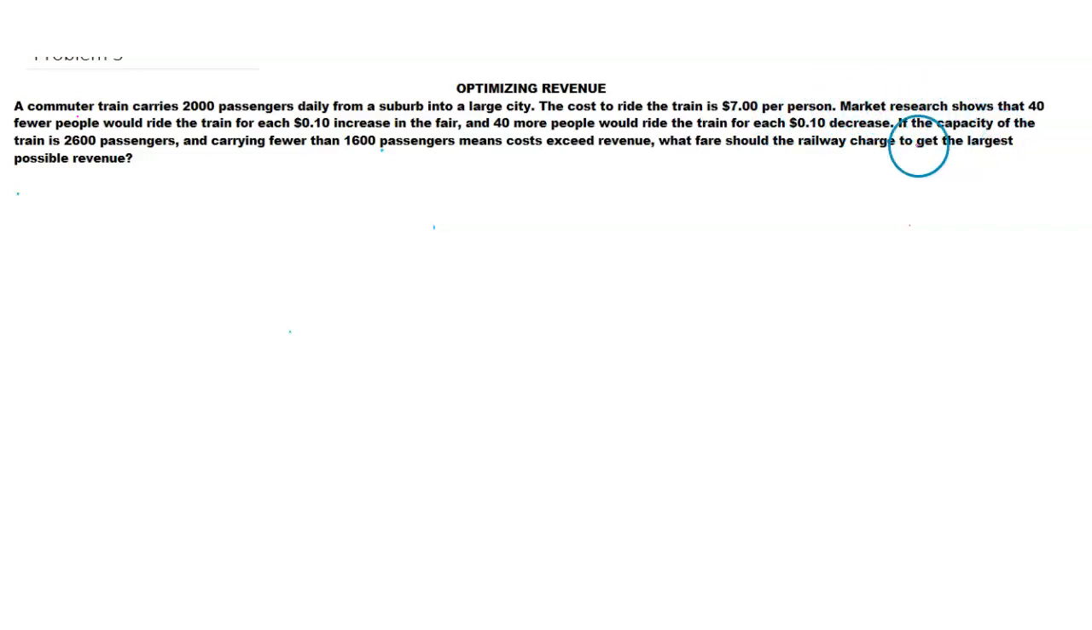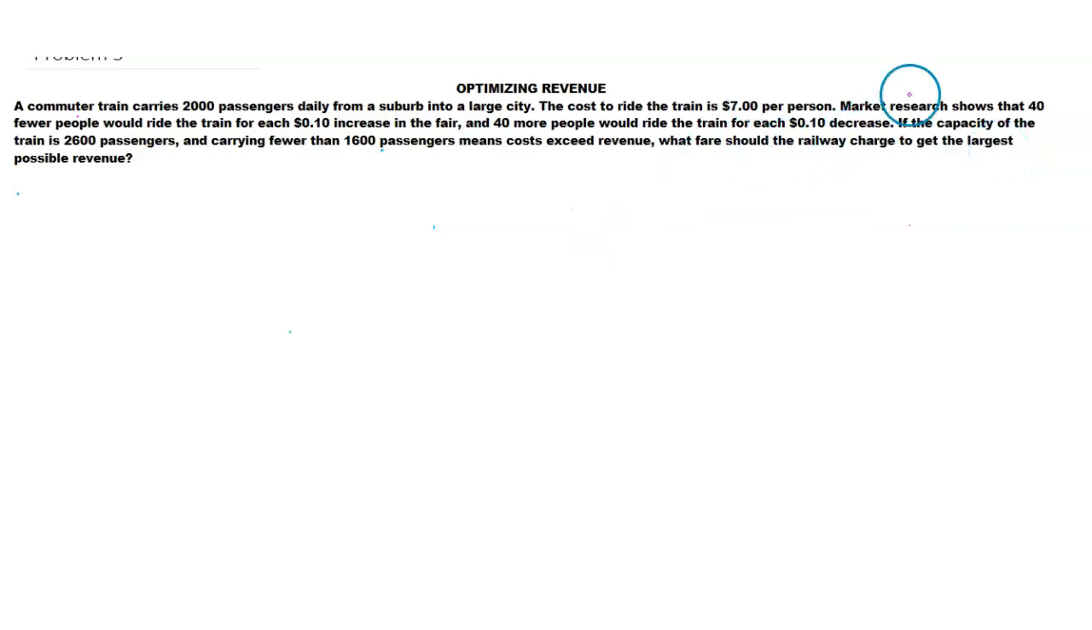If the capacity of the train is 2,600 passengers, that's the maximum capacity of the train, and carrying fewer than 1,600 passengers, this is the minimum capacity of the train, means cost exceeds revenue. So if it's less than 1,600 people, the commuter train cannot survive, meaning the business cannot survive. So there's no point taking less than 1,600 passengers. What fare should the railway charge to get the largest possible revenue?